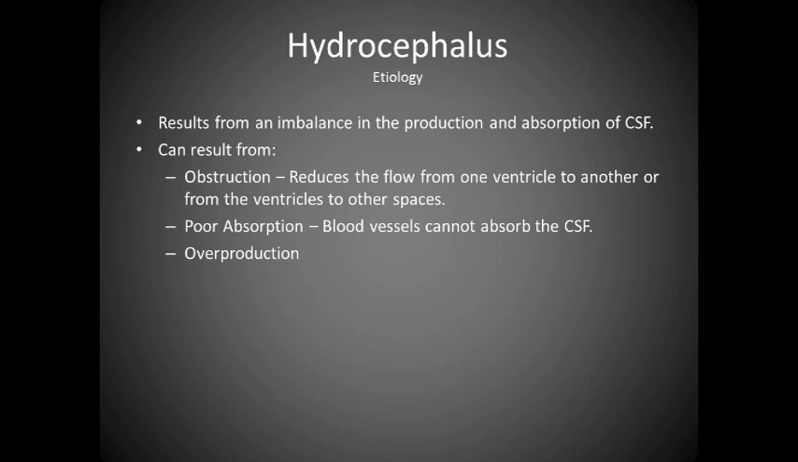Another is poor absorption, so the blood vessels can't absorb the cerebrospinal fluid, and so it accumulates. And the last is overproduction, which means that the body overproduces cerebrospinal fluid. There's no problem with it flowing in between the ventricles, but there's just overproduction, which then causes an imbalance and results in hydrocephalus.